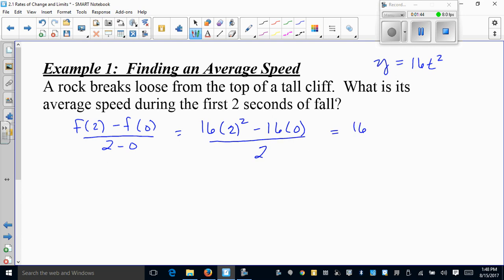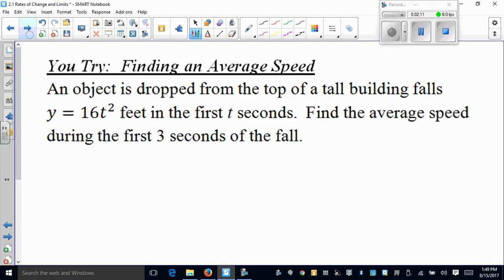This gives us 16 times 4 minus 0 all over 2, or 64 divided by 2. So the average speed is 32 feet per minute. That is the average rate within the first 2 seconds of this thing falling. That's the average. So we look at another example.